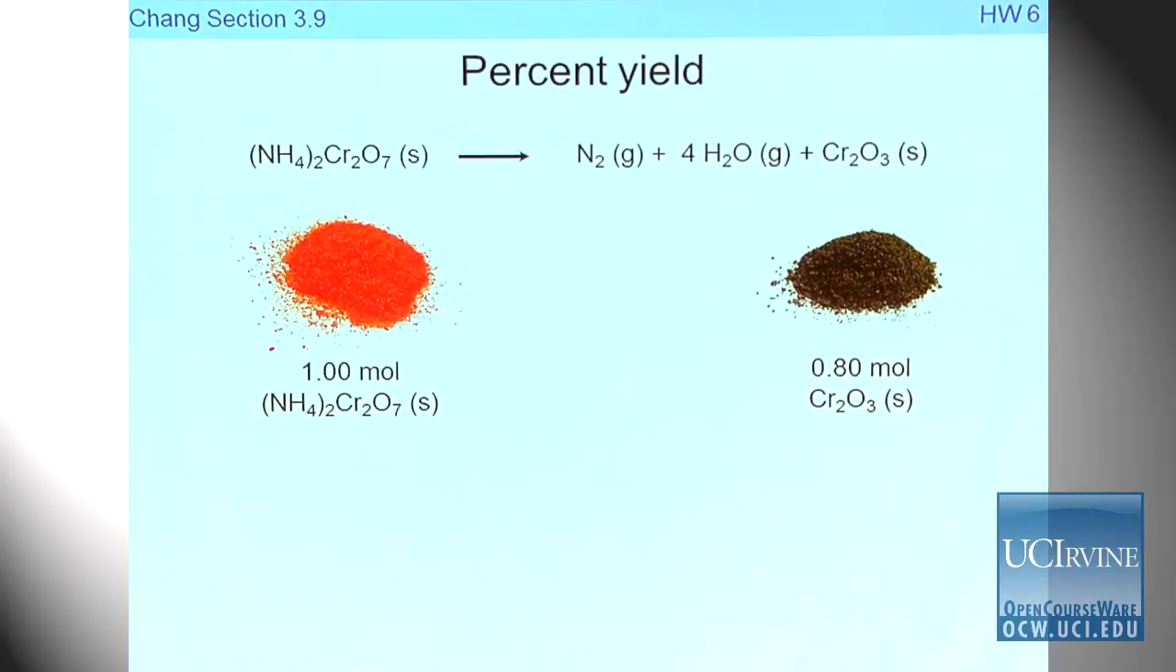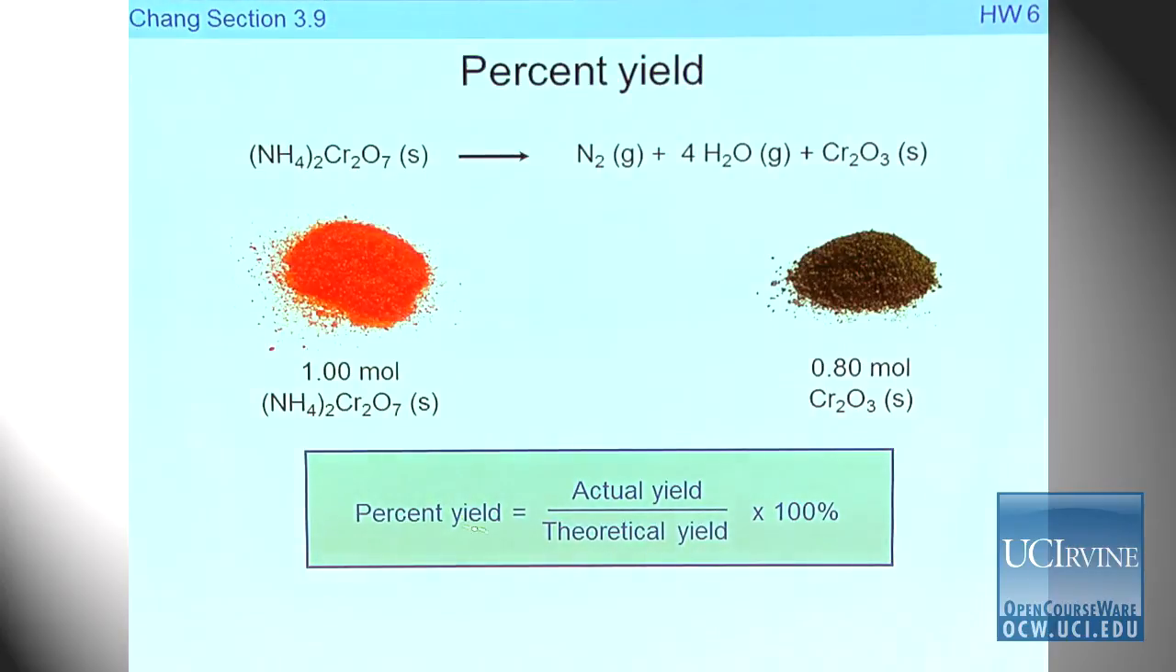So, in reality, this is what I really get. This is the theoretical yield, but the actual yield is less than what I theoretically can get. And that is a very, very real-life situation. Right? This happens in the lab all the time.